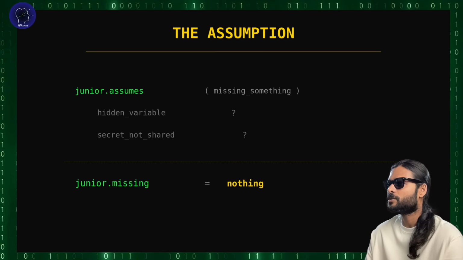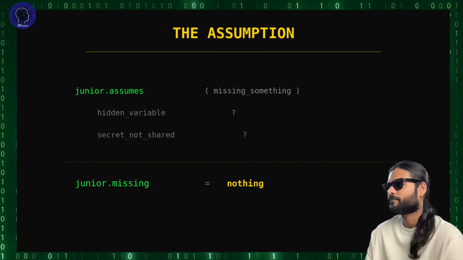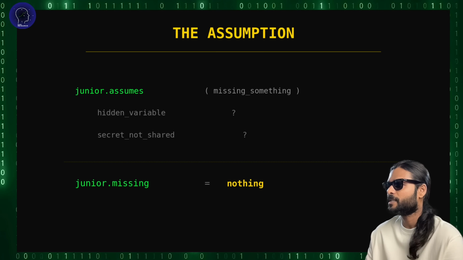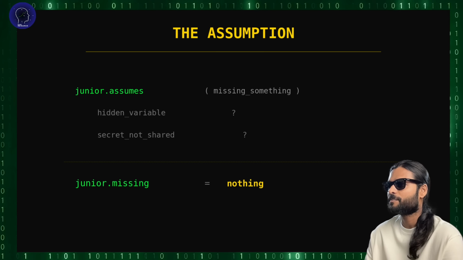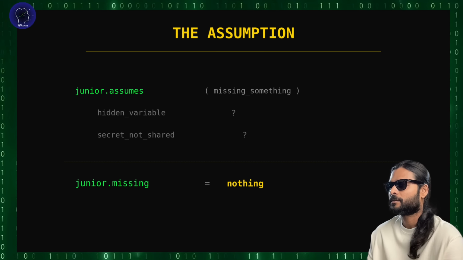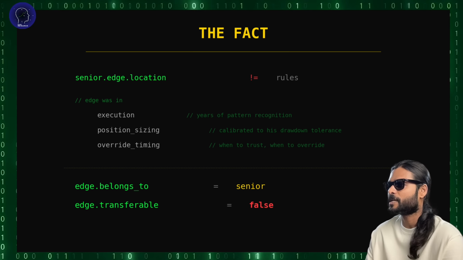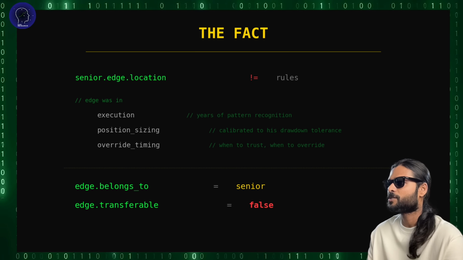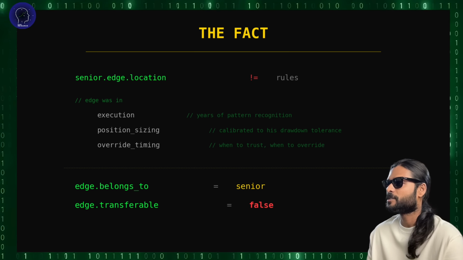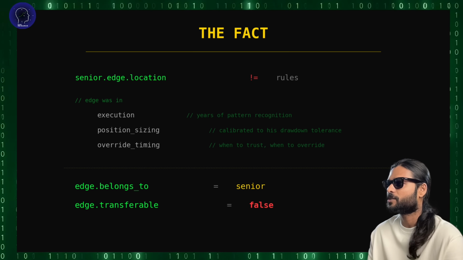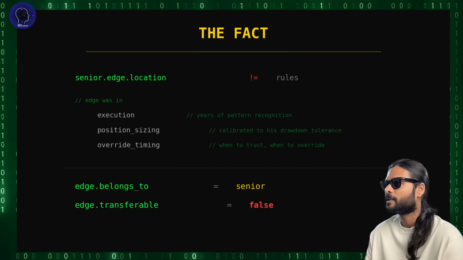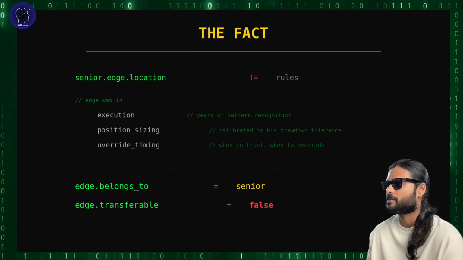The junior assumes he's missing something, a hidden variable, a secret the senior is not sharing. He's not missing anything. The senior's edge was never in the rules. It was in the execution shaped by years of pattern recognition. It was in the position sizing calibrated to his specific drawdown tolerance. It was in knowing when to override and when to trust the process.